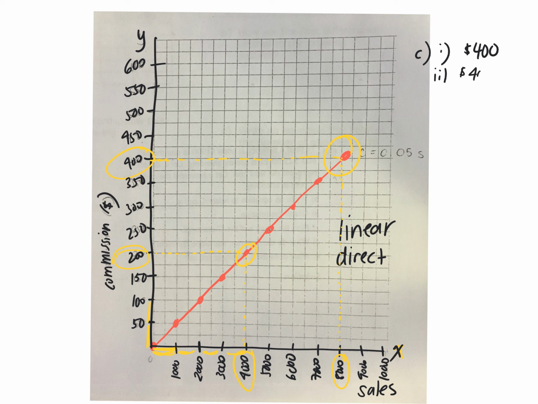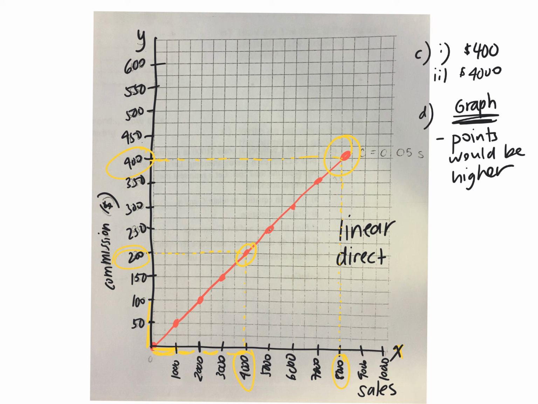$4,000. Good. Now, question D says, suppose Sam's commission increases to 10%. So now his boss says, you know what, you've been doing a great job, I'm going to give you 10% commission every time you sell something. How would the graph change? How would the graph look different? If his commission increased and he gets more money, how would the graph change? Raise your hand. Yes. The points would be higher. Excellent. Copy that down. The points would be higher.